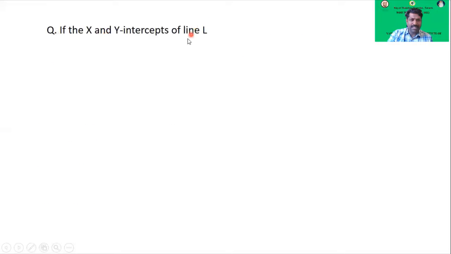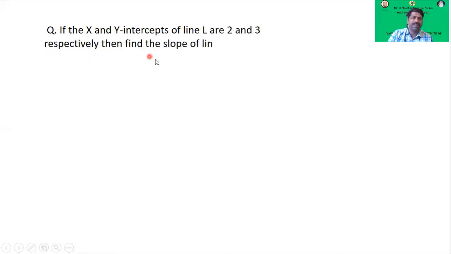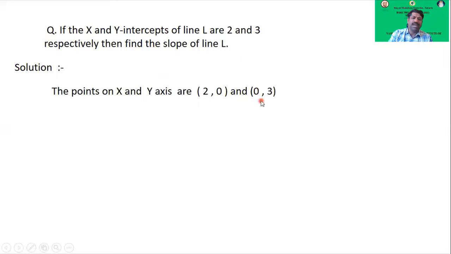If x and y intercepts of a line are 2 and 3 respectively, then find the slope of the line. So here we are given the x and y intercepts of a line and we have to find the slope of the line. So solution, the points on the x axis and y axis are (2, 0) and (0, 3). As the line makes x intercept 2, the point of intersection of the line and x axis is (2, 0), and the line and y axis point of intersection is (0, 3).